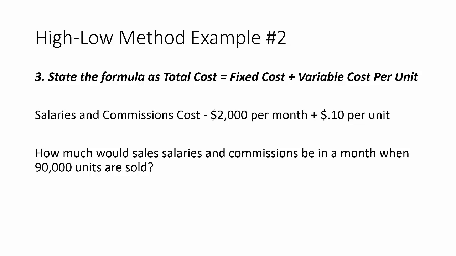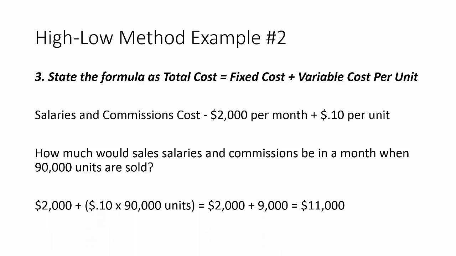So how much would this cost be in a month when 90,000 units are sold? Let's plug the 90,000 into our cost formula to find out. We're going to get $2,000 per month plus 10 cents per unit times the 90,000 units. So our total cost will be $11,000.